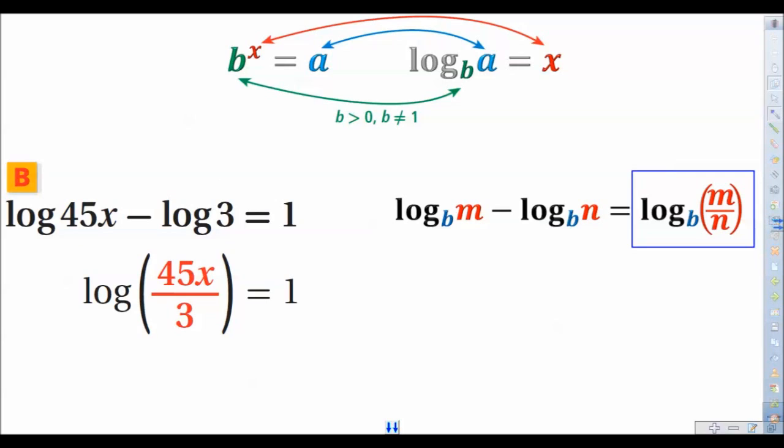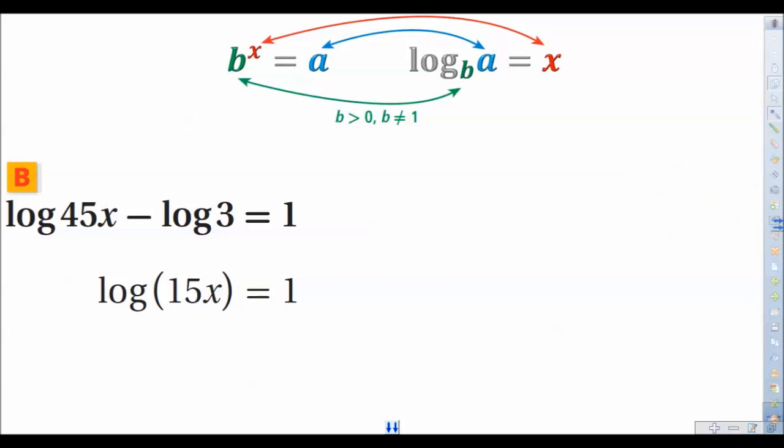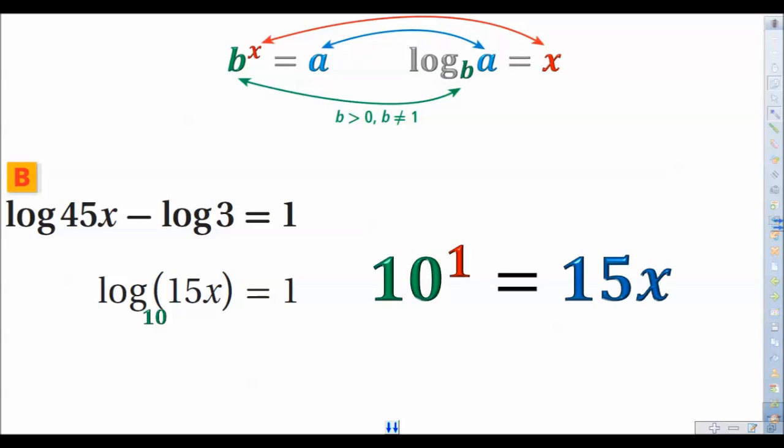So 45x divided by 3, that gives us 15x. So the log of 15x equals 1. Are we ready to use this up here now and change everything to that stuff over there? We are. Wait a second. What was the base here again? Yeah, it's 10. So isn't this really saying 10 to the first power equals 15x?